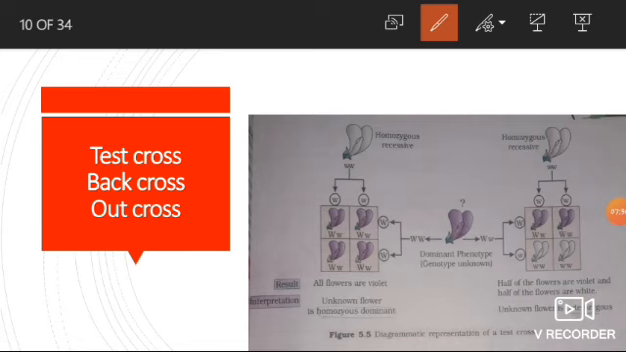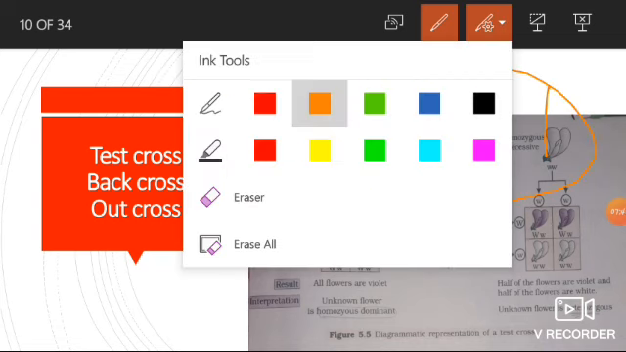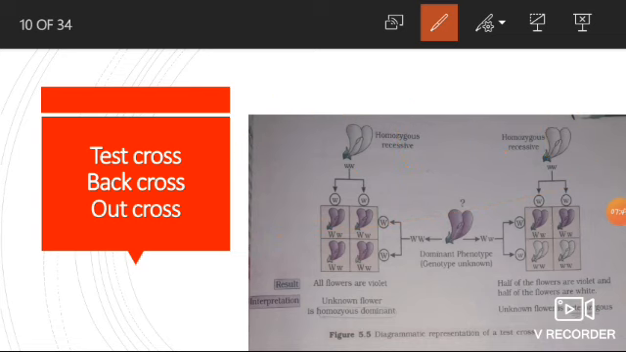But if we consider a double heterozygote crossed with the recessive parent, then the test cross ratio will be 1:1:1:1. In monohybrid, a heterozygote crossed with the recessive parent, the test cross ratio will be 1:1. But in dihybrid, that will be 1:1:1:1, four times 1. I hope you all get this.